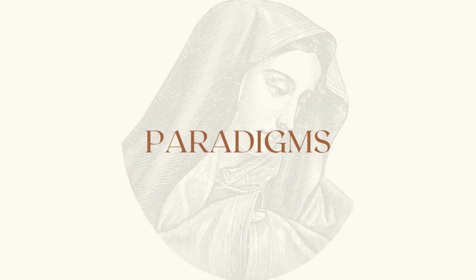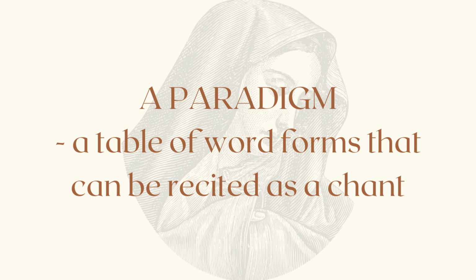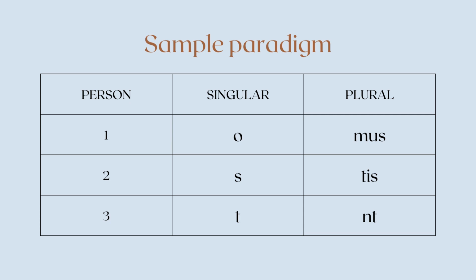Something that you'll come across in Latin that you may not have seen before is the paradigm. And a paradigm is a table of word forms that can be recited as a chant. Here's a simple example. You'll see 3 columns. The first one isn't recited. We start at the top of the singular column and work downwards. Then we move to the plural column and move downwards. So this one is recited o, s, t, mus, tis, nt. And you'll learn what that actually means later on, but it would be great if you can start to memorize it now.